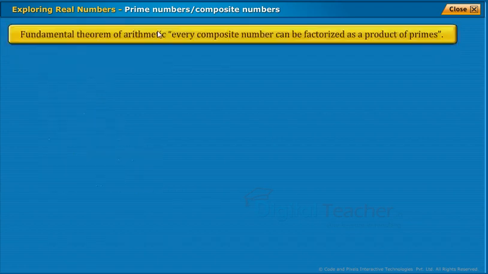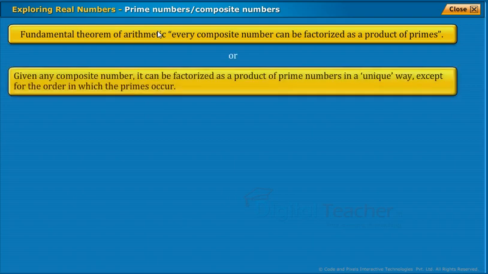The following gives us the fundamental theorem of arithmetic, which tells us that every composite number can be factorized as a product of primes. Given any composite number, it can be factorized as a product of prime numbers in a unique way, except for the order in which the primes occur. Take an example for this. Take a number 210 and factorize it. We get the product of 2, 3, 5, 7, the same as the product of 3, 5, 7 and 2 or any other possible order. By this we conclude that there is only one way of writing the product of primes.